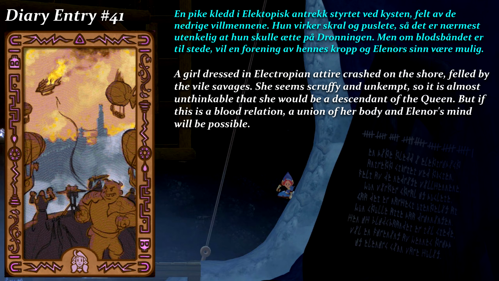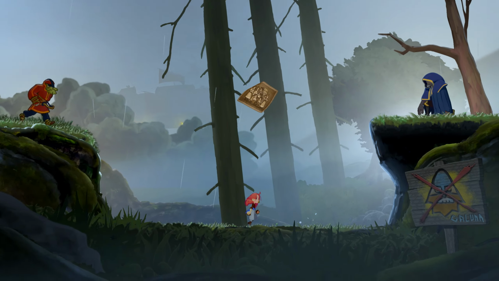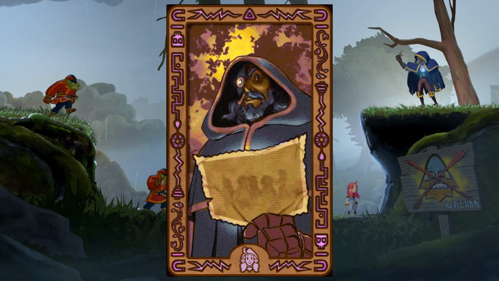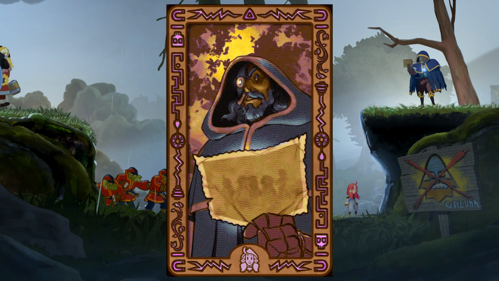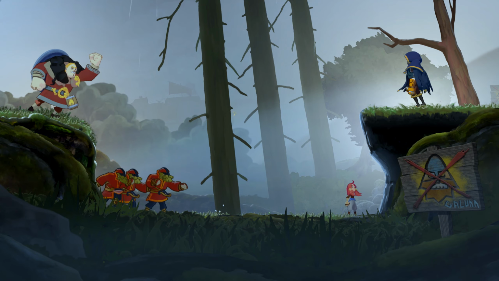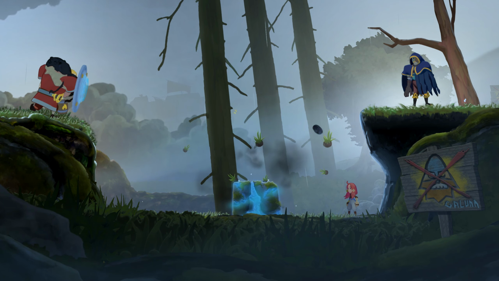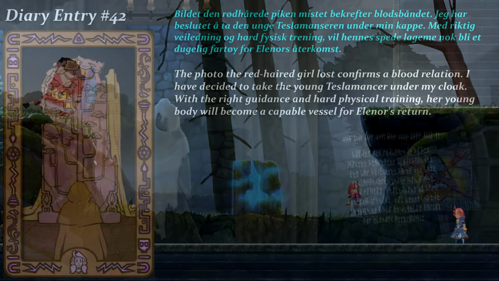Entry 41. A girl dressed in Electropian attire crashed on the shore, felled by the vile savages. She seems scruffy and unkempt, so it is almost unthinkable that she would be a descendant of the Queen. But if this is a blood relation, a union of her body and Eleanor's mind will be possible. And so, he comes to see her face to face, and finds her treasured photograph of her family. After sending a message to the Vikings pursuing her, he takes the photo back to his tower for closer inspection.